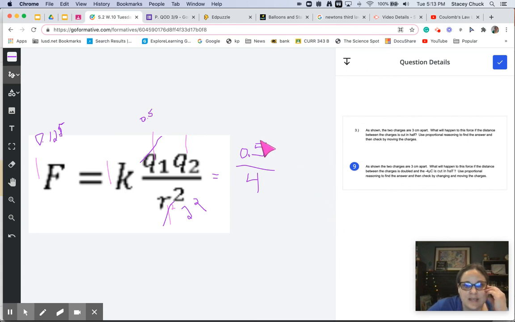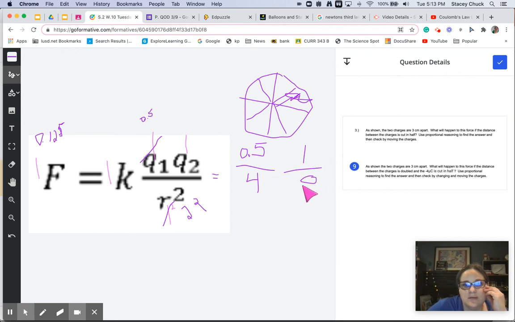Another way of thinking about this is if you have a fourth, so first of all, here's a pie, right? And it's divided into 4 pieces. If you have half of a fourth, that's an eighth, right? Because if you cut all of your fourths in half, you would have 8 pieces. So if you have half of a fourth, that's 1/8. So fractionally 1/8 or decimal 0.125.